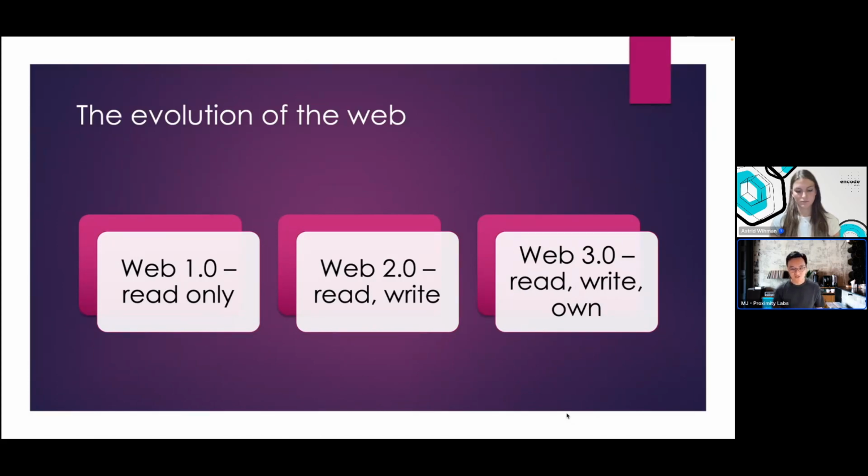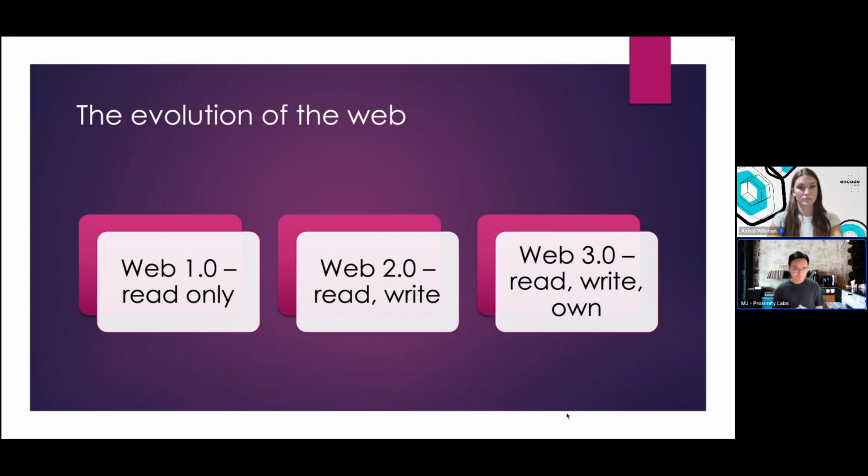But unfortunately, Web 2, as it is today, is very centralized. The majority of the internet is owned and controlled by a small group of companies, such as Facebook, Amazon, Google, and so forth, right? So this leads to problems like censorship, the lack of data ownership, privacy, and so forth, right?